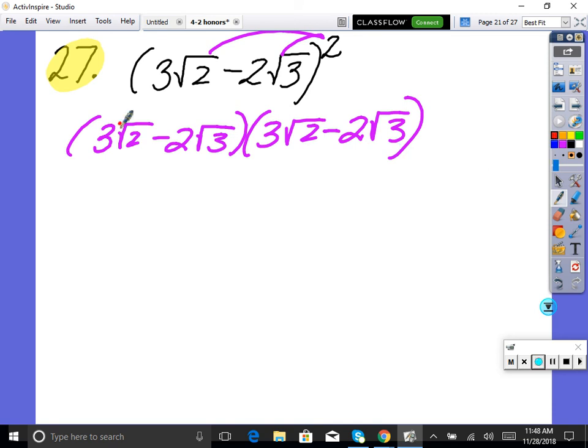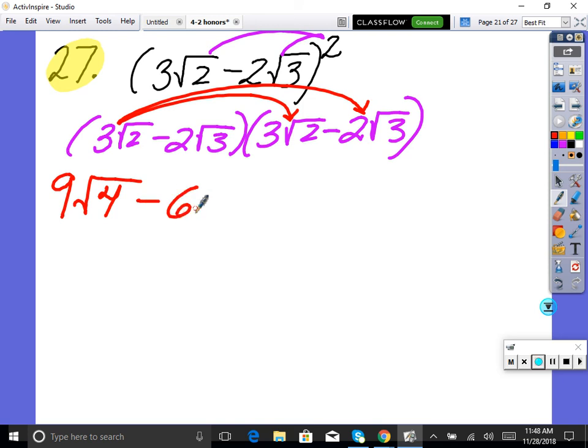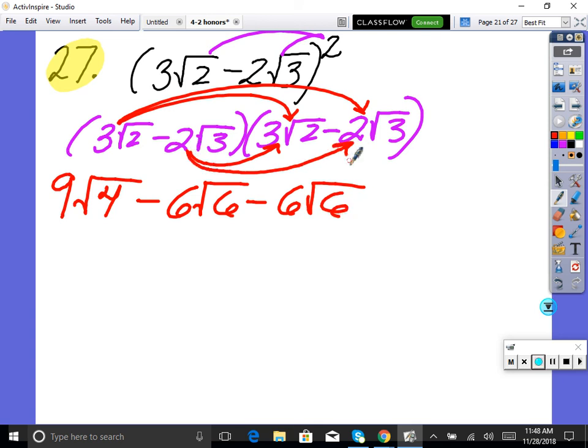3 root 2 times 3 root 2 would be what? 9 root 4. Does everybody see? I'll come back and fix it in a minute. 3 root 2 times negative 2 root 3, negative 6 root 6. Now I've distributed that through. Negative 2 root 3 times positive 3 root 2 is negative 6 root 6 again. Then negative 2 root 3 times negative 2 root 3 is positive 4 root 9.